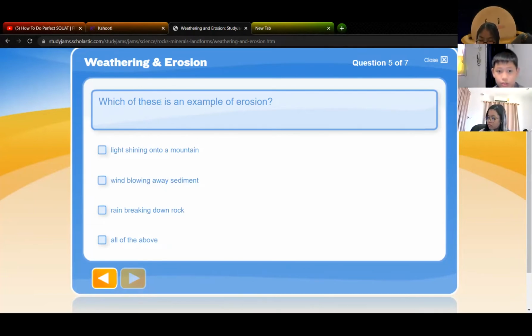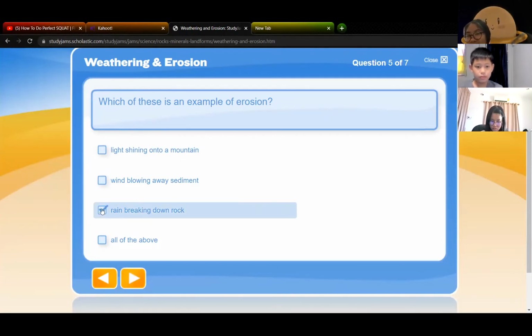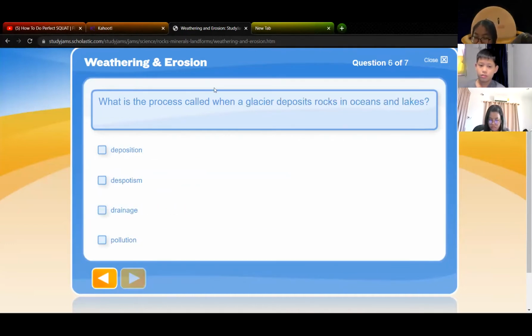Which of these is an example of erosion? Let's ask Napichaya. Napichaya, number 30. Which of these is an example of erosion? Light shining onto a mountain? Wind blowing away sediments? Rain breaking down rock? Or D, all of the above? Rain breaking down rock. Okay, so we'll proceed. I think we still have 2 more questions.